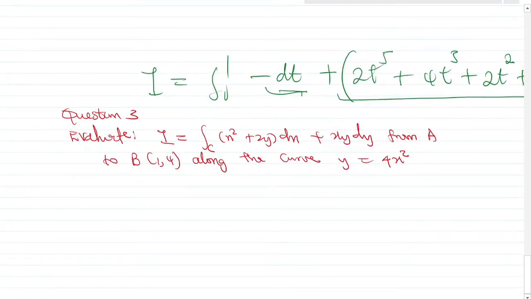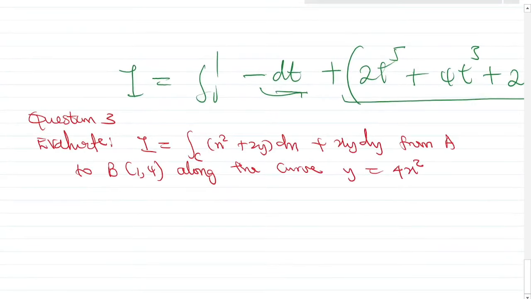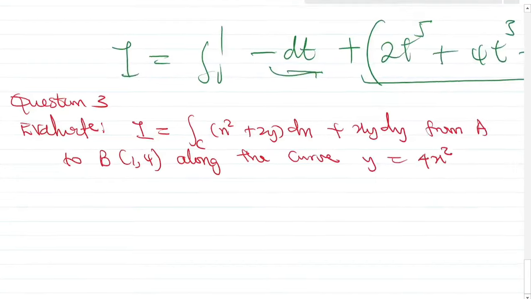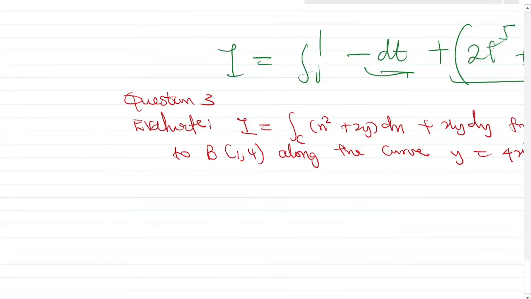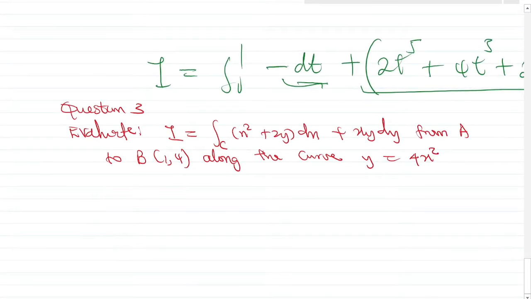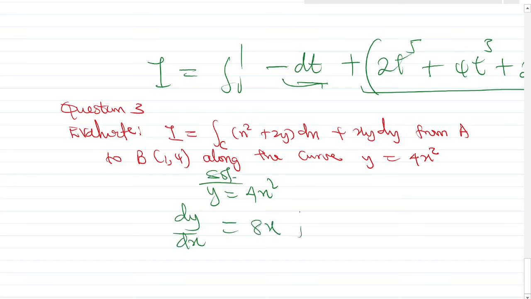Now, the last question I'll be solving here is also similar to the one we've solved here. So if you are given this, what you have to do, of course, is what we have been doing before. From here, y is equal to what? y equals 4x squared. So dy/dx, of course, will be 8x, right? So for that reason, dy will be what? dy is not dx in this case.